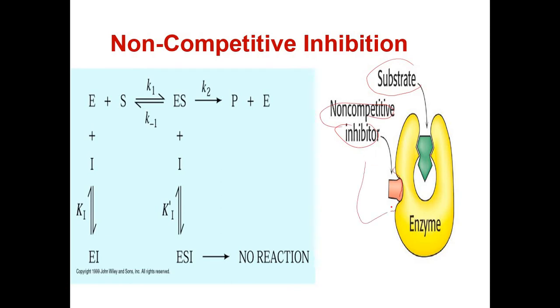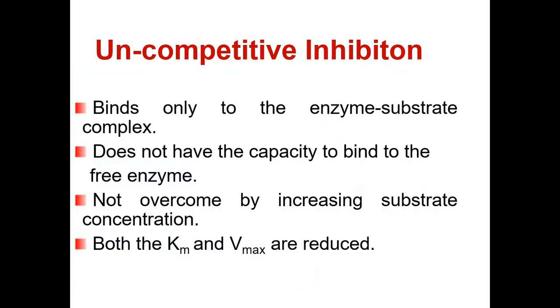So, for example, it binds here, and once this inhibitor binds here, it will change the conformation or the shape of the active site such that the substrate could no longer fit in the active site. So that's what you call non-competitive, because they are not competing for the active site, but still the substrate could not bind.